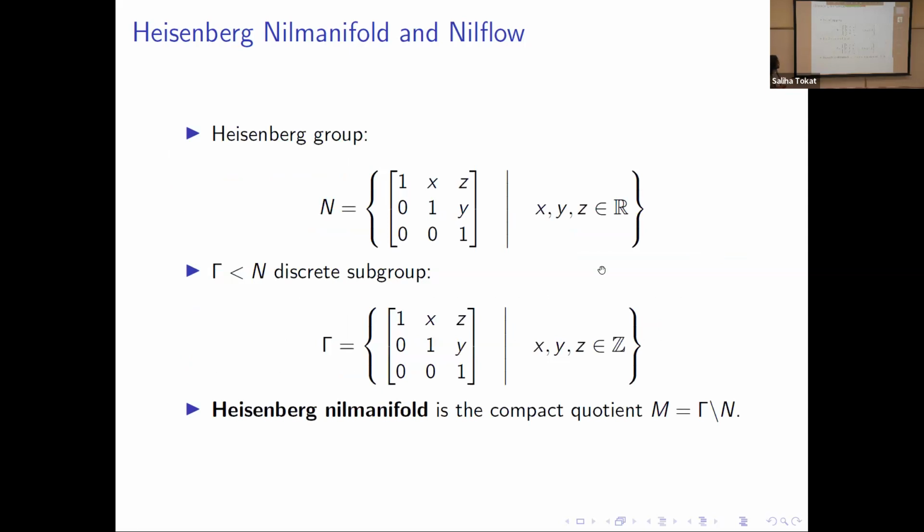First of all, we need a space. So we define a Heisenberg group N. It is a 3x3 matrix with entries x, y, and z, where these x, y, z are elements of the real numbers. And there is Gamma, a discrete subgroup of N. This Gamma has the same matrix form, but this time x, y, z should be integers. The Heisenberg manifold, our space, is the compact quotient M equal to N mod Gamma.